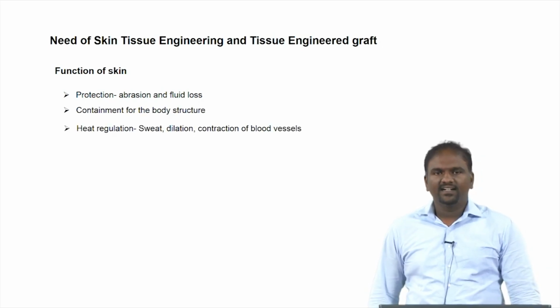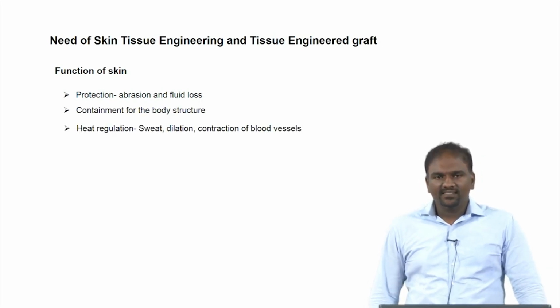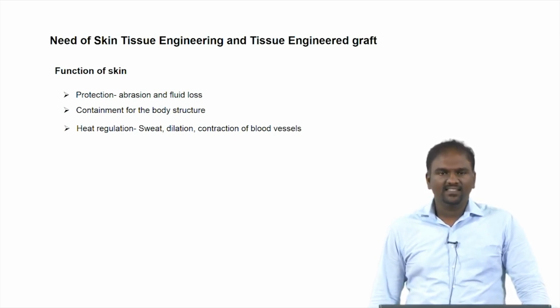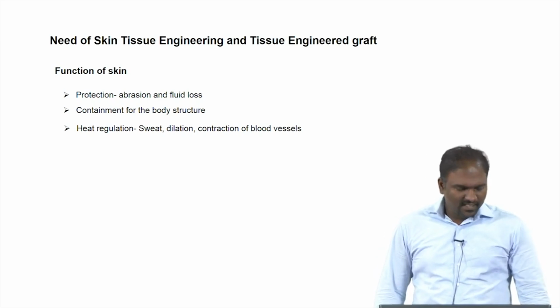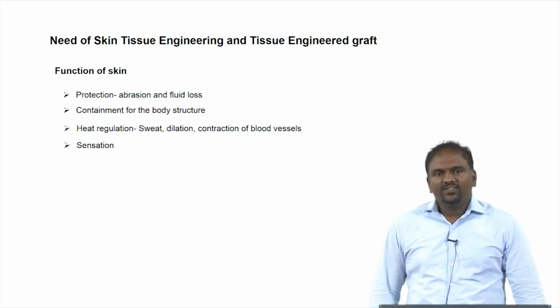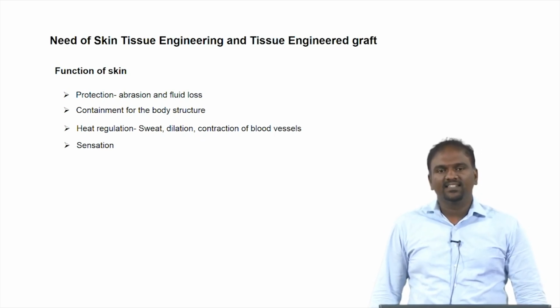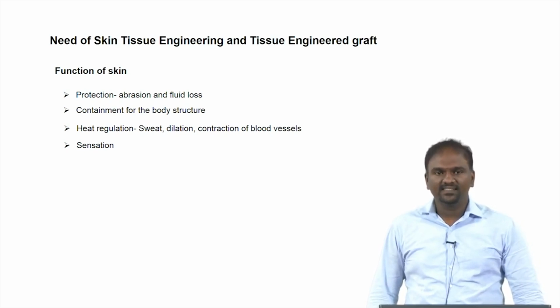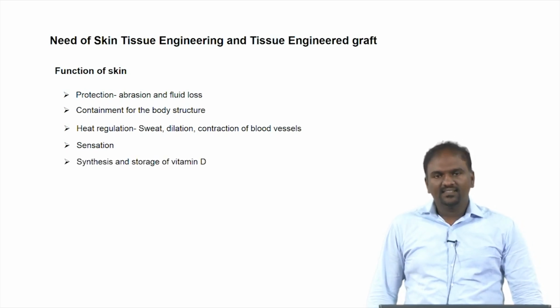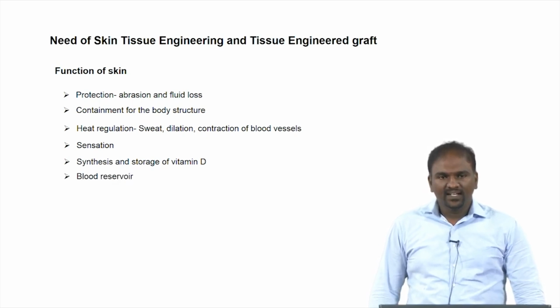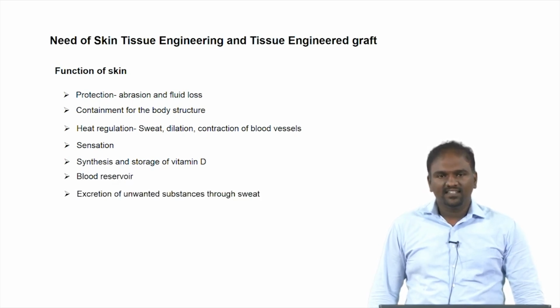It also gives containment for the body structure and the organs inside the body. It is involved in heat regulation, in the form of sweat, dilation and contraction of blood vessels. It is also involved in sensation through nerves, like when we touch, the signal is conducted and sensed. It also synthesizes and stores vitamin D, acts as a blood reservoir, and plays an important role in excreting unwanted substances through sweat.